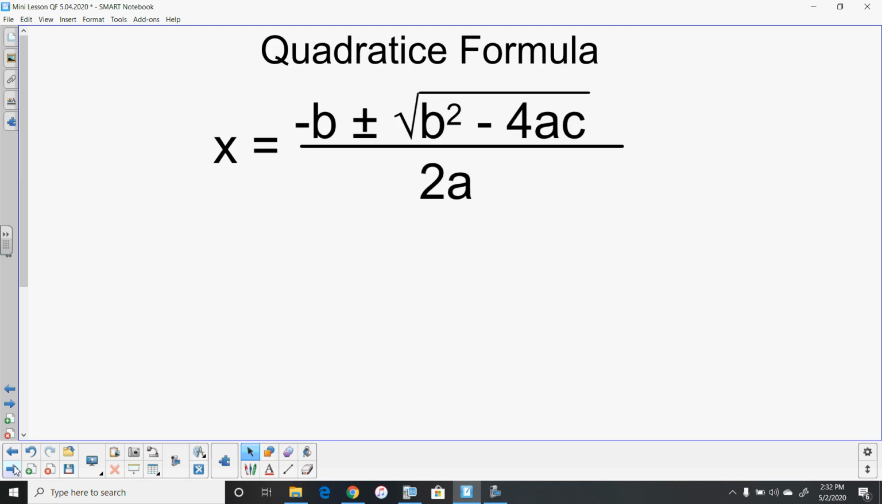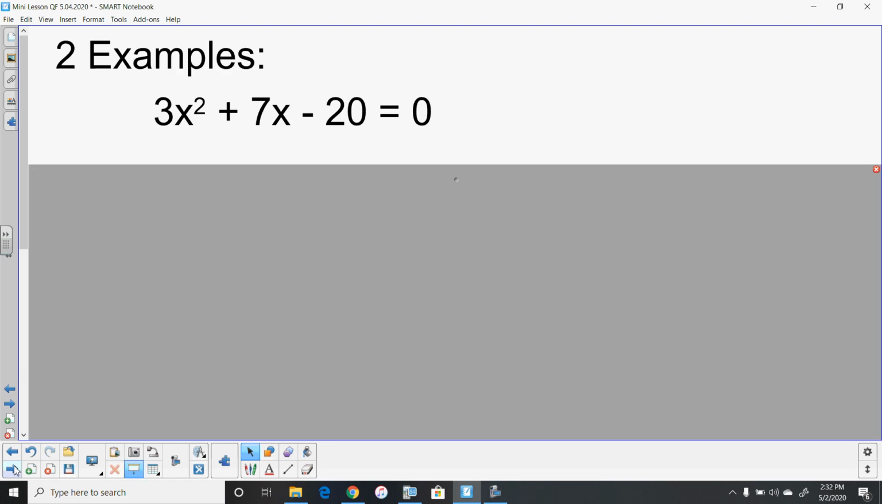Quadratic formula. Here it is. I think I've shown it to you briefly before, and let's practice using it. I'm going to use the same quadratic that we solved by factoring, but this time we're going to use the quadratic formula instead.